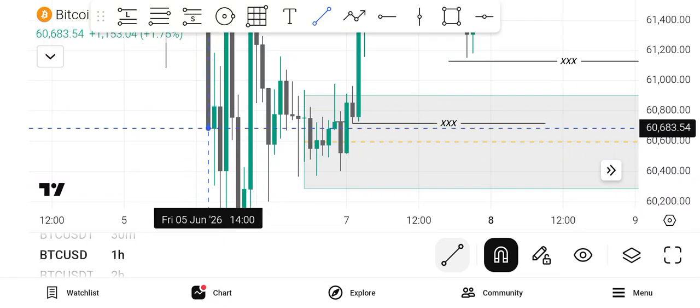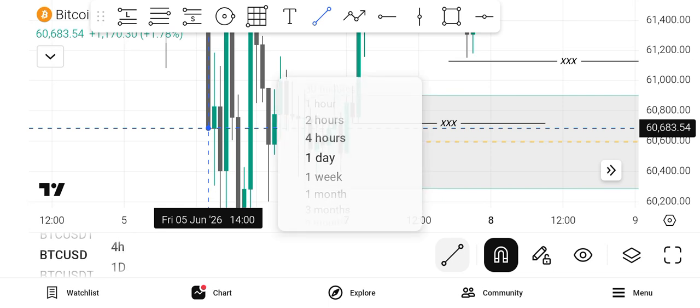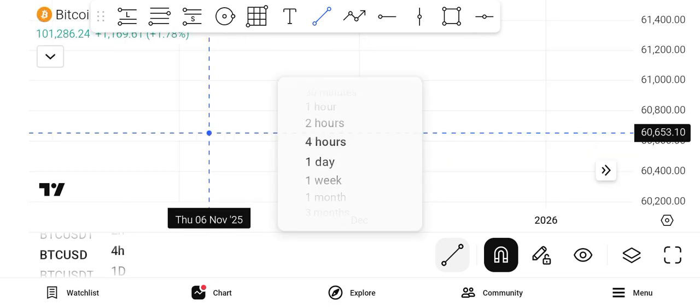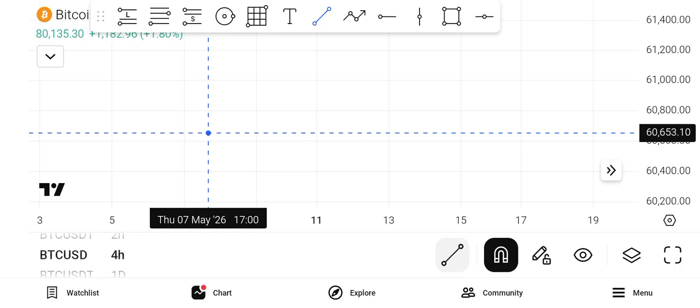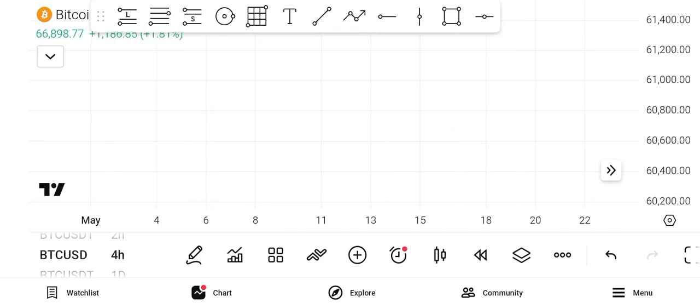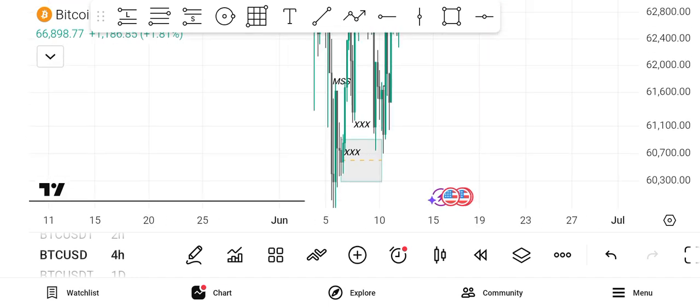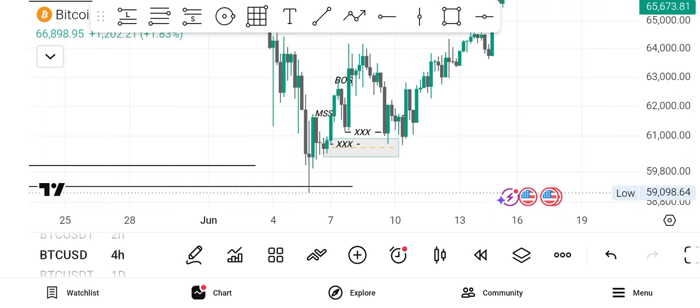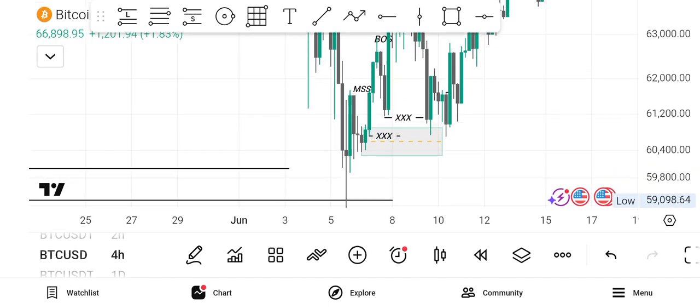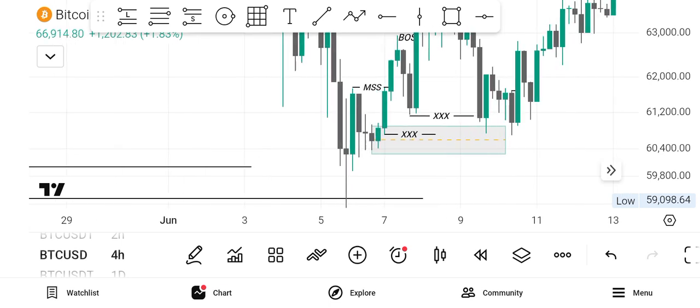So let's continue on how I caught a 40 RR trade on BTC. This is a 4 hour time frame. If you have listened to my previous video, I said something about support and resistance levels, right?